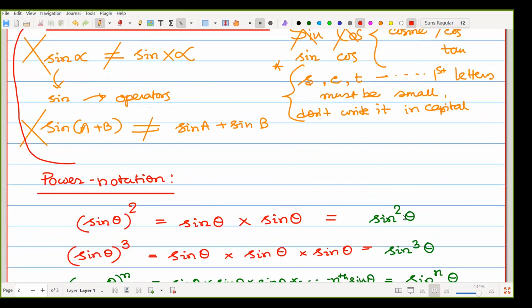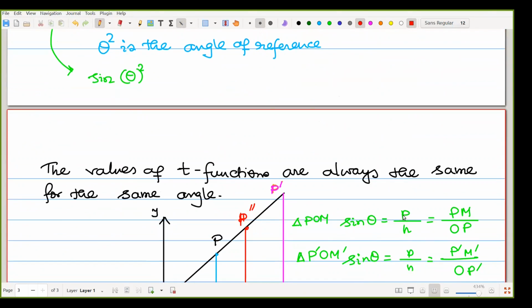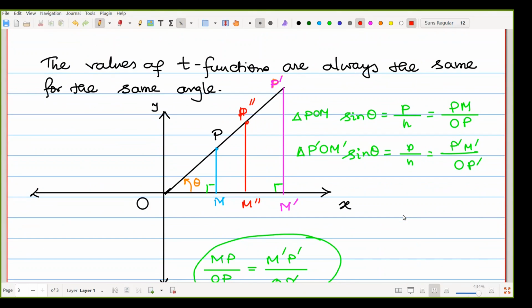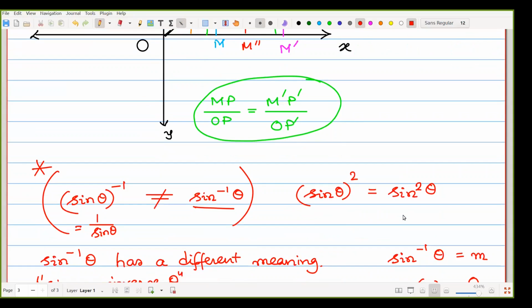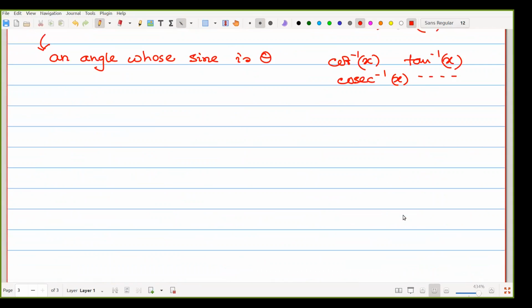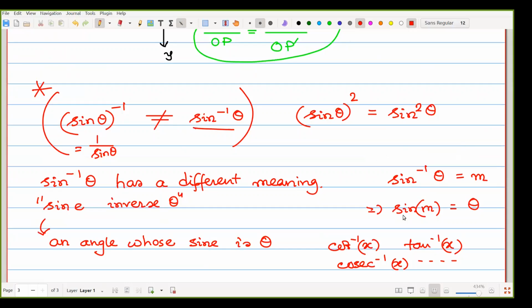Then what is the meaning of the power notation, and also what are the values of the t functions, always the same for the same angle we have checked. And finally, you have to remember sine theta whole inverse is never sine inverse theta. That is called sine inverse theta. That means that is an angle whose sine is theta. So that's why sine inverse theta is equal to m. That means sine m is equal to theta.